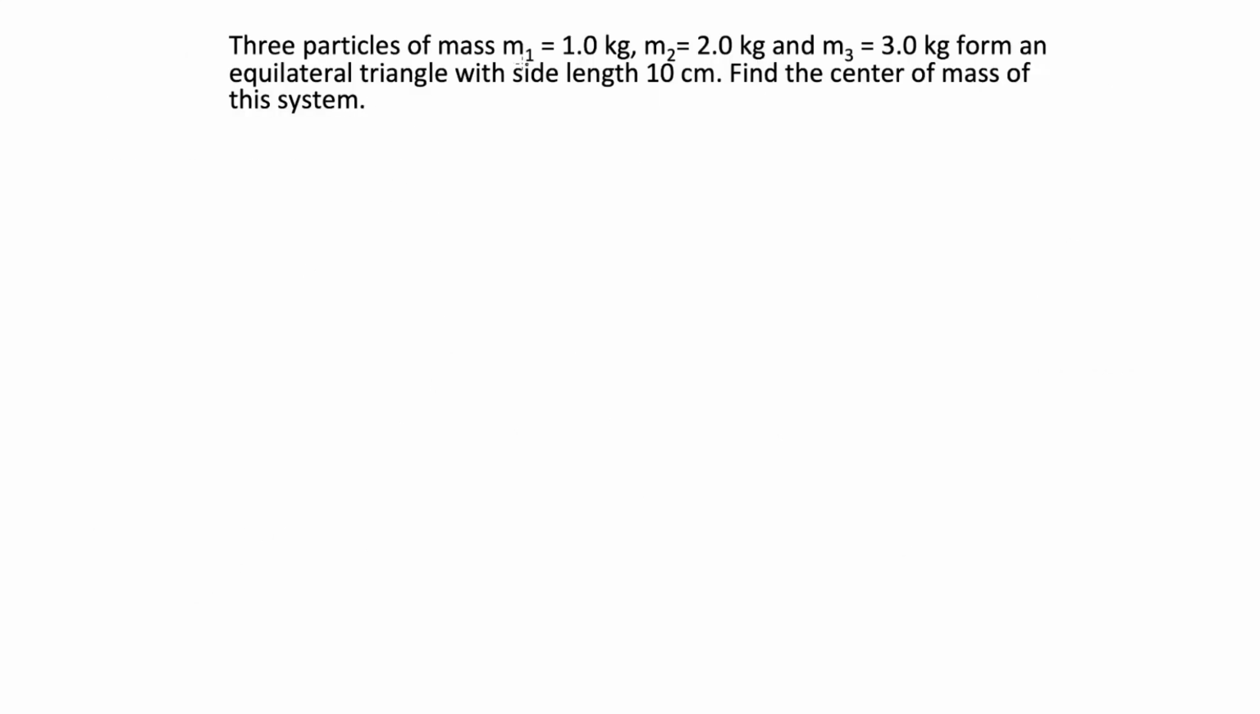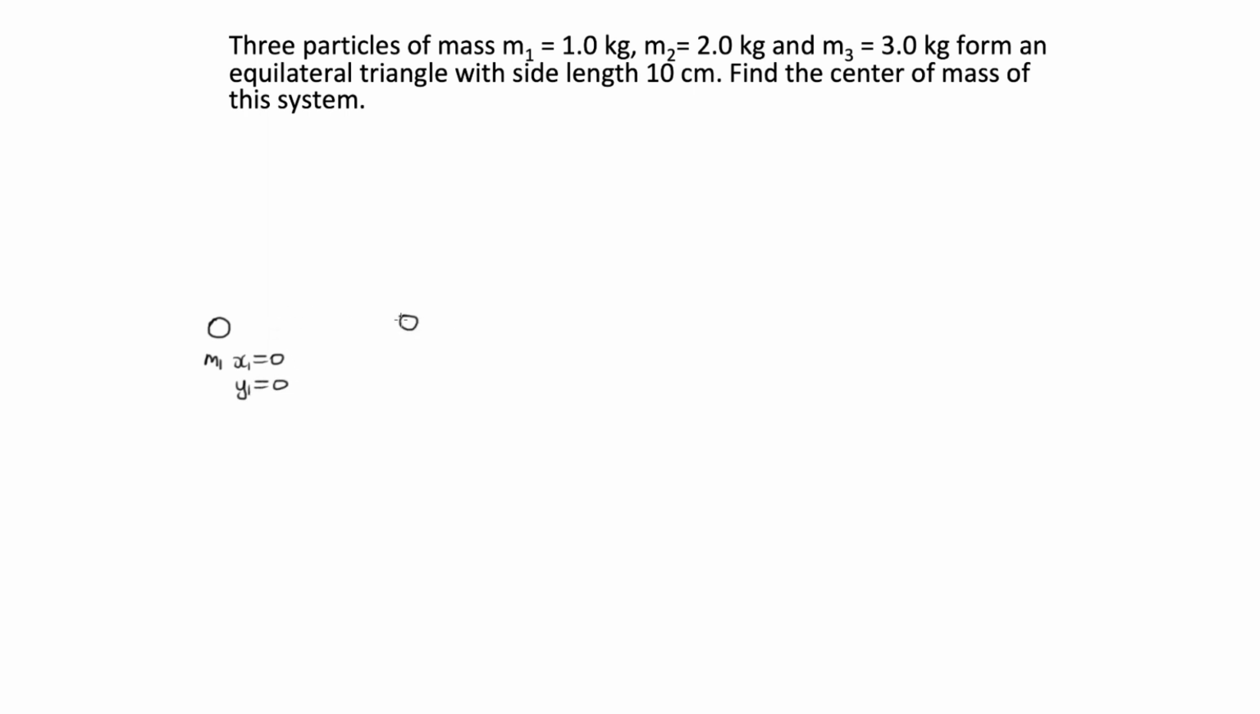So in this example, we've got 3 particles. M1 has a mass of 1 kilogram, M2 has a mass of 2 kilograms, and M3 has a mass of 3 kilograms, and they form an equilateral triangle with side lengths of 10 centimeters. We need to find the center of mass of this triangle. Okay, so let's put M1 at our origin. So M1 has X1 equal to 0 and Y1 equal to 0.